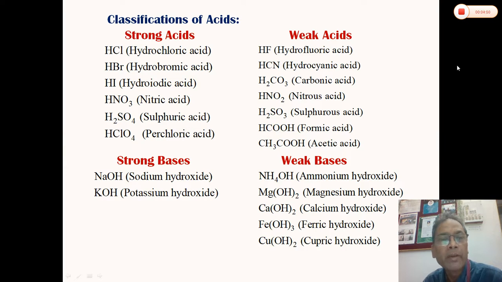Strong bases are very few; particularly the hydroxides of alkali metals are strong bases, for example, NaOH and KOH, namely sodium hydroxide and potassium hydroxide respectively. And weak bases are the hydroxides of metals other than alkali metals, for example, ammonium hydroxide, magnesium hydroxide, calcium hydroxide, iron hydroxides, copper hydroxides, or all other metal hydroxides other than those of the alkali metals.